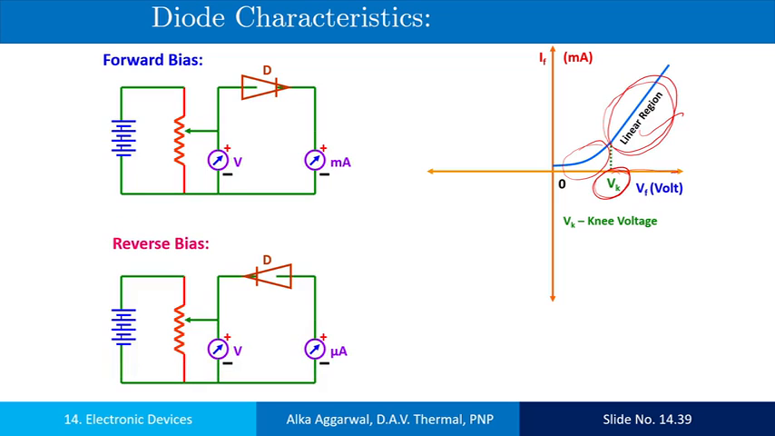Now this is the circuit diagram for the reverse biasing along with the microammeter and the voltmeter. If the reverse voltage is increased, the reverse current is almost constant. But after a certain value, there is an abrupt increase in the reverse current. This value of the reverse bias voltage is called the breakdown voltage.